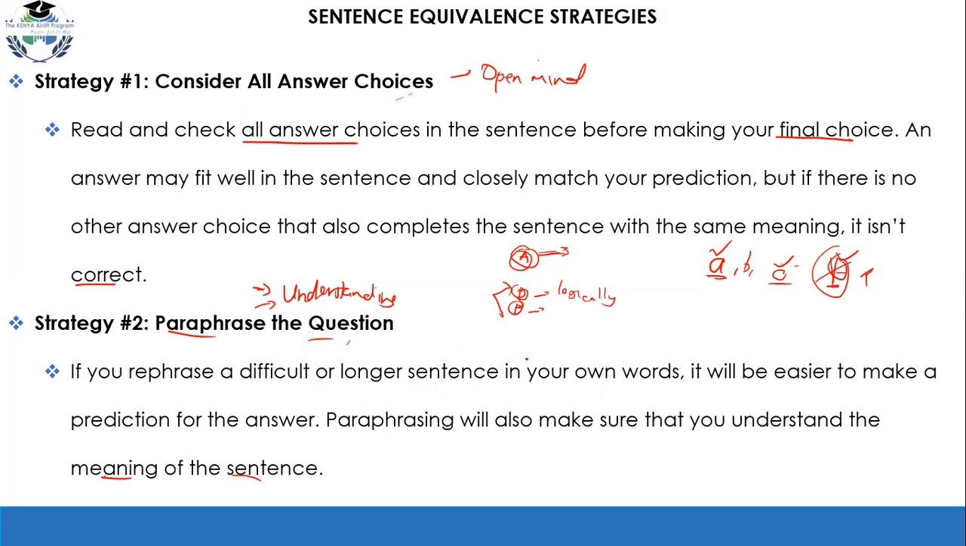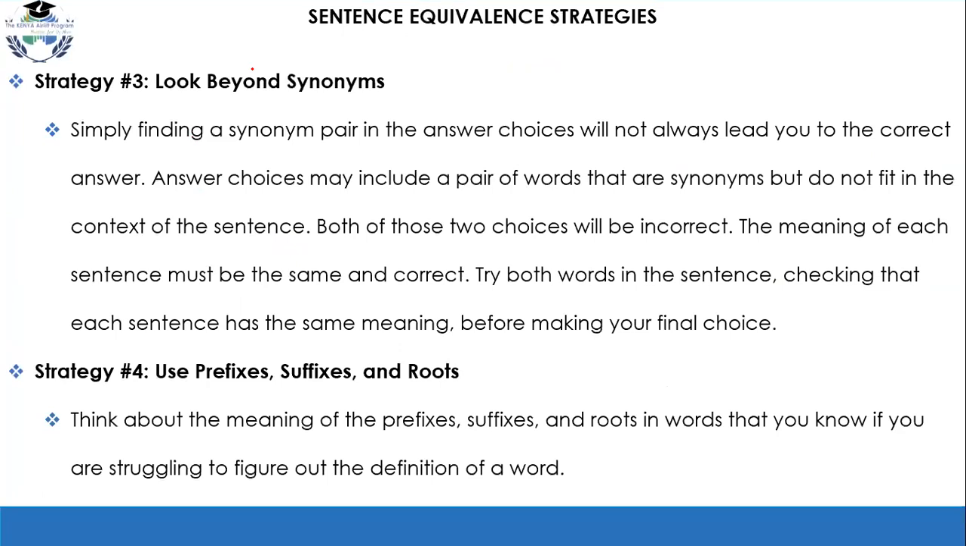Does it expect a positive? Is it a positive tone of sentence? Is it a negative tone of sentence? So does it expect positive answers? Does it expect negative answers? And you can't know this if you are not able to paraphrase and understand the question.